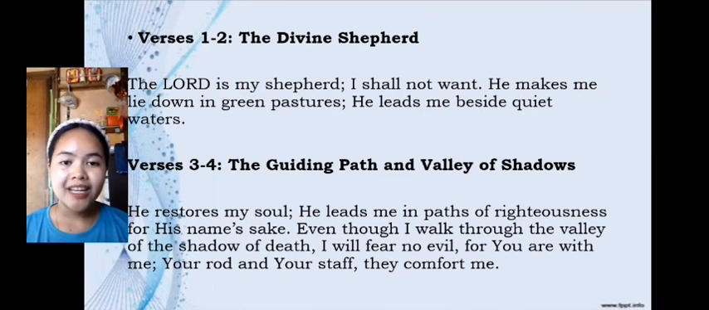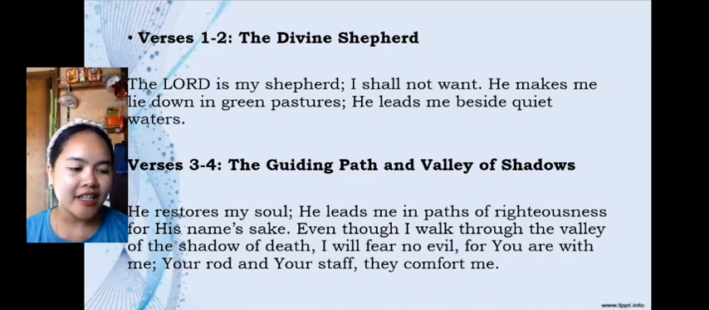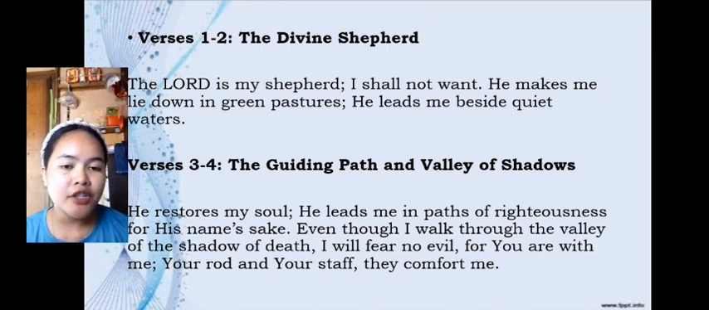In verses 1 and 2, this talks about the divine shepherd. As we can read, it says, "The Lord is my shepherd, I shall not want. He makes me lie down in green pastures. He leads me beside quiet waters." In these verses, King David says that God is like a shepherd who provides everything that his sheep need. He highlights God's divine provision and care, giving a sense of tranquility and abundance.